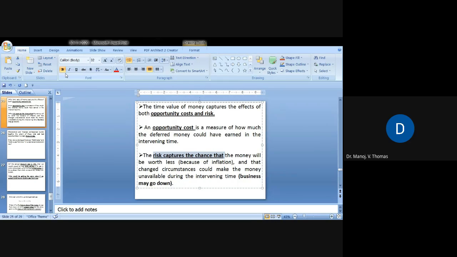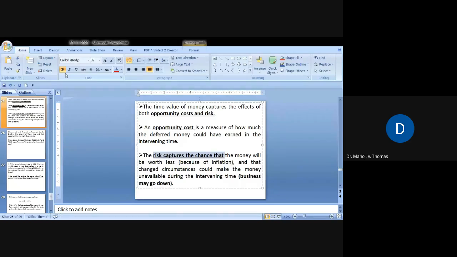So risk captures the chance that the money will be worth less because of inflation, and that changed circumstances could make the money unavailable during the intervening time, because sometimes business may go down. So who knows that? That is why first to the market, always first to the market. That is a policy adopted by most of the companies. So we should launch the product at the earliest, because right now we know the situation, but after 1 year we cannot predict what will happen in the markets.